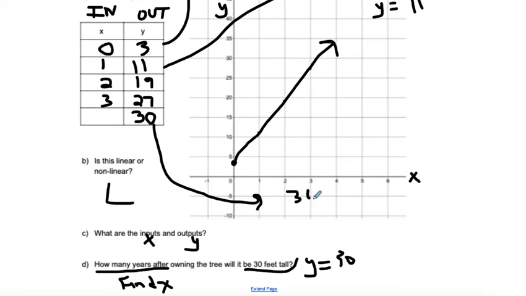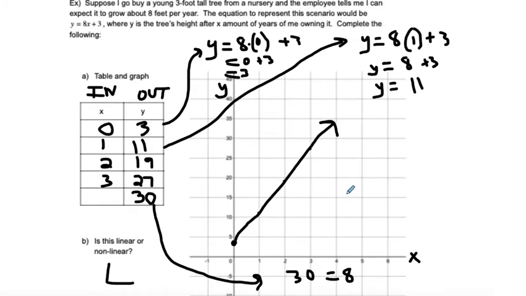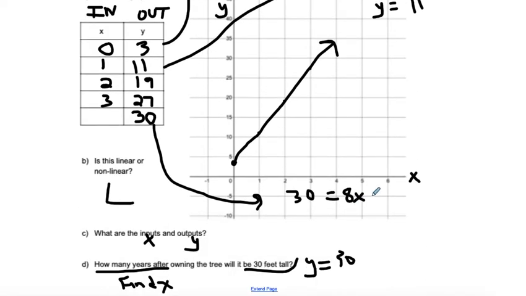Now I know y is going to be 30, I want the height to be 30. How many years is it going to be? What was my equation? 8x plus 3. And now I can take this equation and solve for x. The funny thing is, I know it's going to be more than 3 years, right? Will it be more than 4? I don't know. We'll find out.